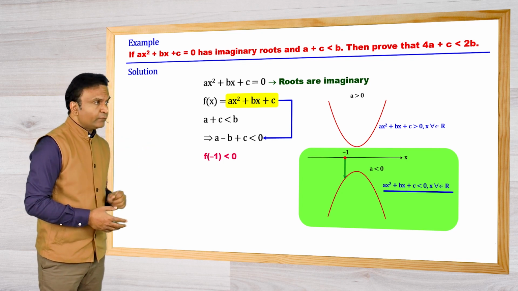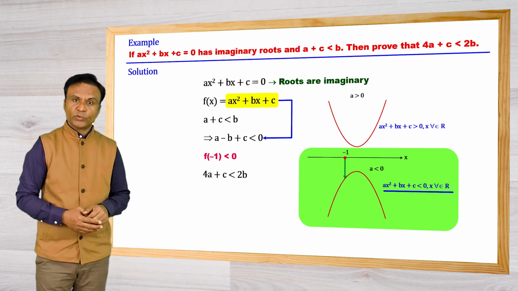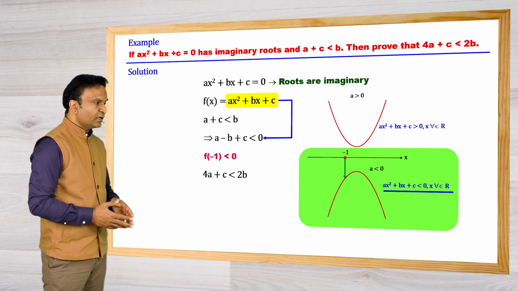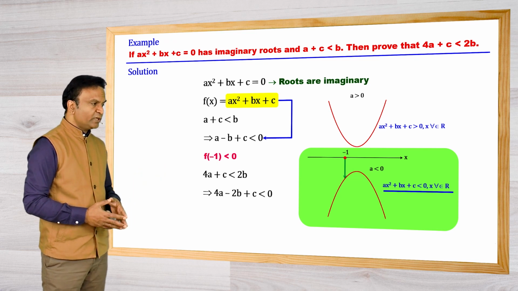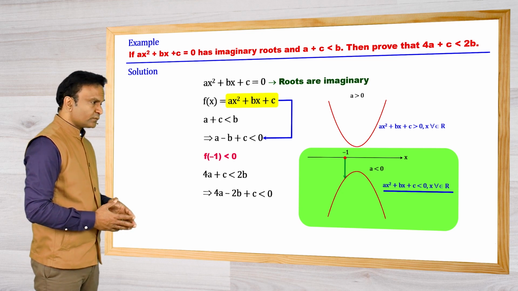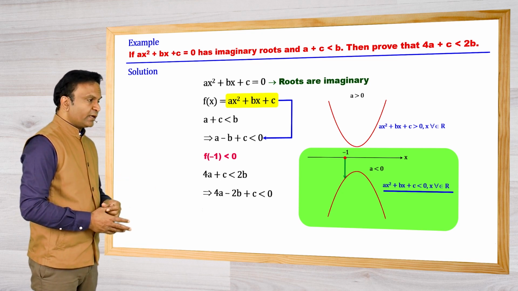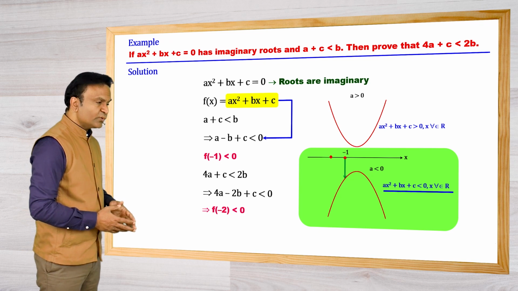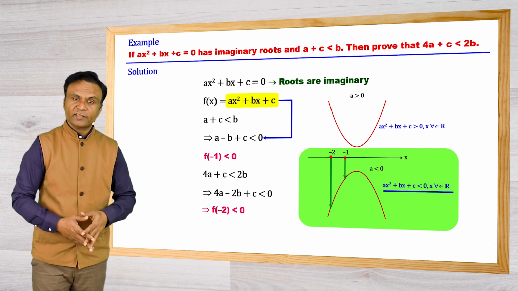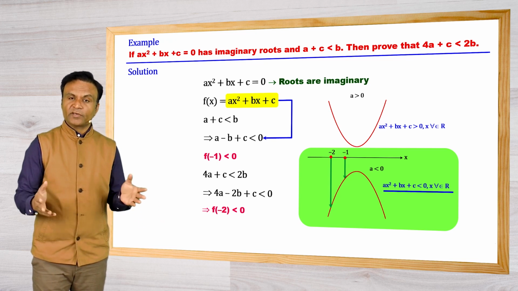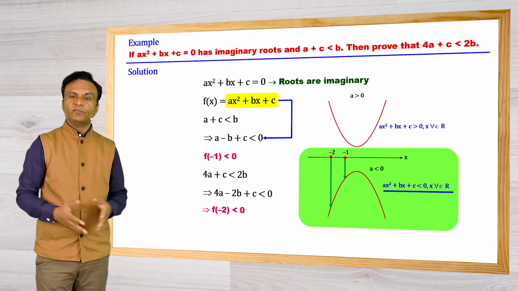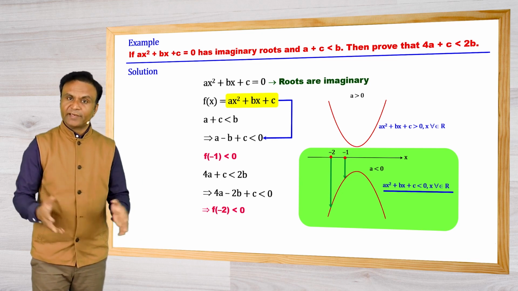Now we have to prove that 4a plus c is less than 2b. We can put it this way: 4a minus 2b plus c less than 0. This is f of minus 2 less than 0, and which is obvious because the graph is concave downward and always lying below the x-axis. So f of minus 2 is also negative.